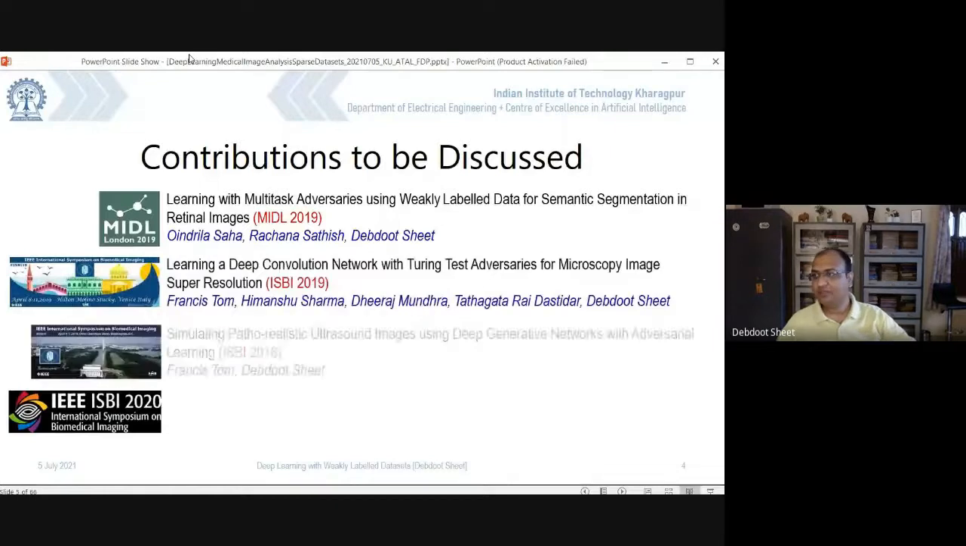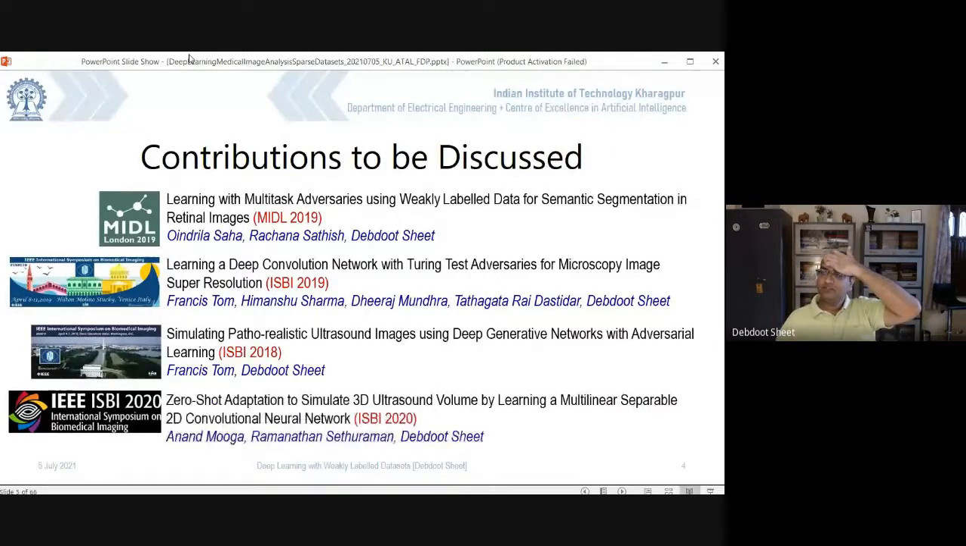So what I'm going to speak today is with respect to these 4 papers, which we had recently published between 2018 and 2020. And then I'm going to take it even further from there on how you can improve and increase the kind of tasks which we are solving today.